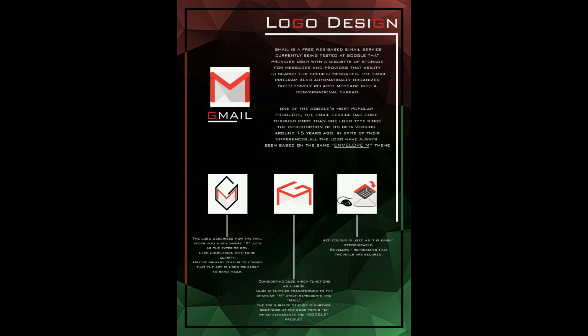the cube which functions as an inbox. The cube is further transformed into the shape of M, which represents the mail. The top surface of the cube is further continued at the edge from G, which represents the Google product.